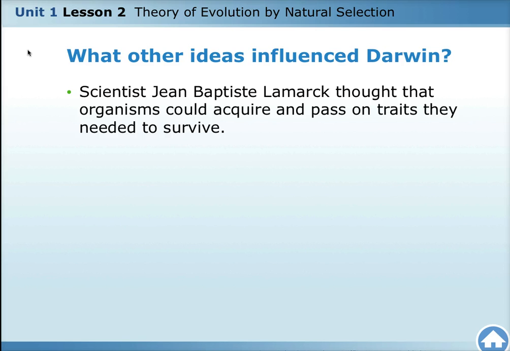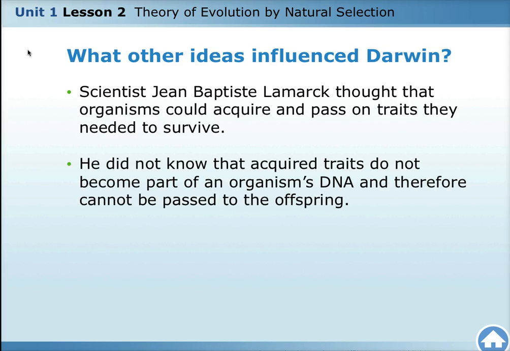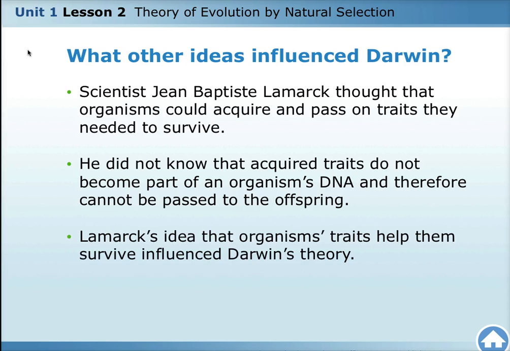Scientist Jean-Baptiste Lamarck thought that organisms could acquire and pass on traits that they needed to survive. He did not know that acquired traits do not become part of the organism's DNA and therefore cannot be passed on to the offspring. Lamarck's idea that an organism's traits help them survive influenced Darwin's theory.